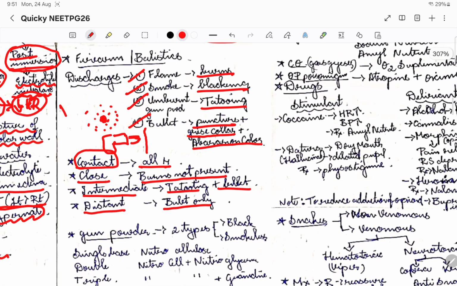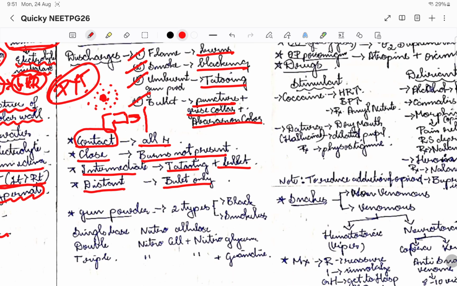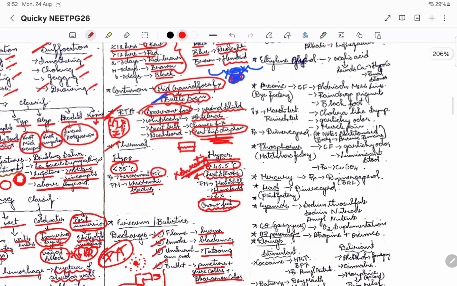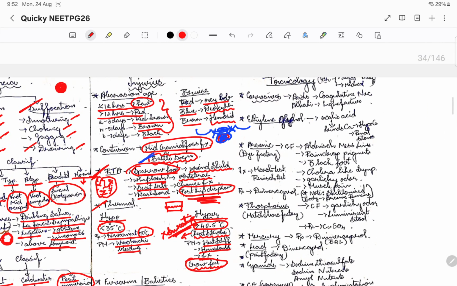This is a previous year topic, so please do not forget this. The gunpowder is an extra edge point that I'm telling you. There are 2 types of gunpowders: black and smokeless. Among these there are single base, double base, and triple base. These are the types of gunpowder. If you want, you can learn it. That's it, this is with respect to the injuries.